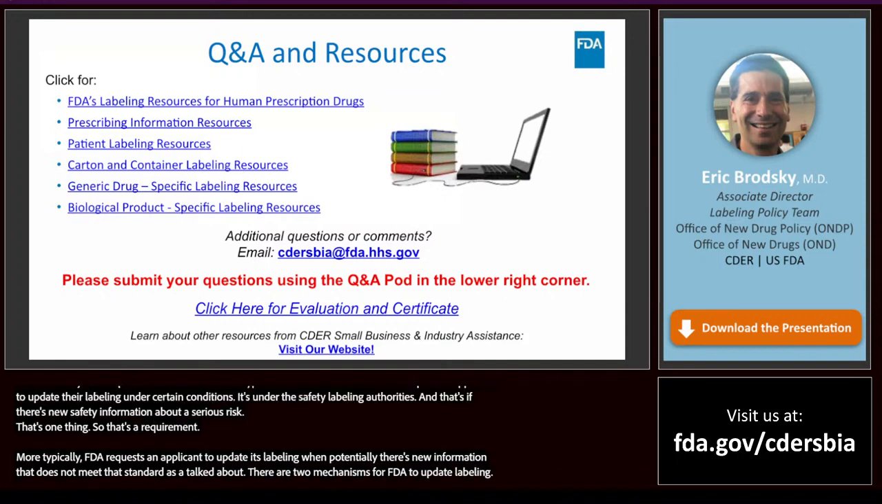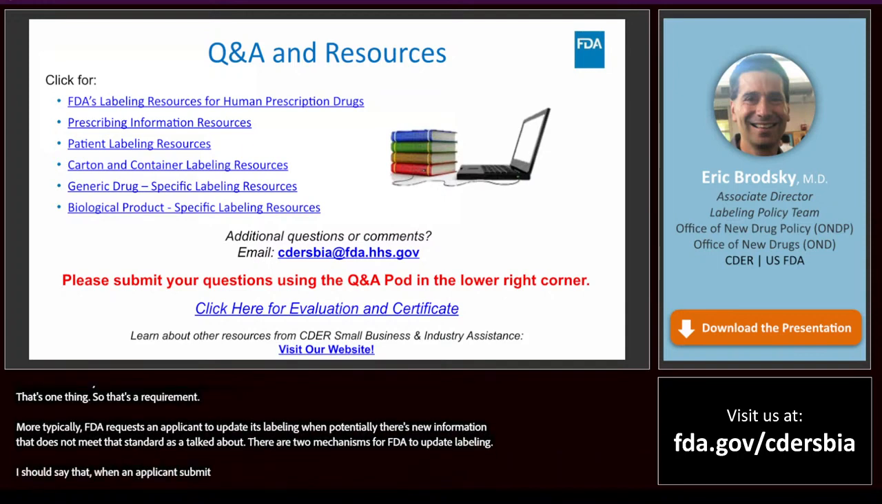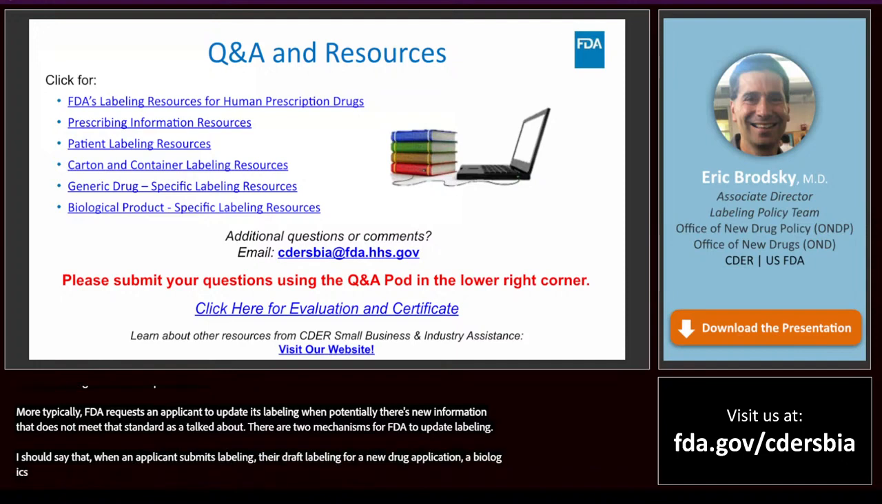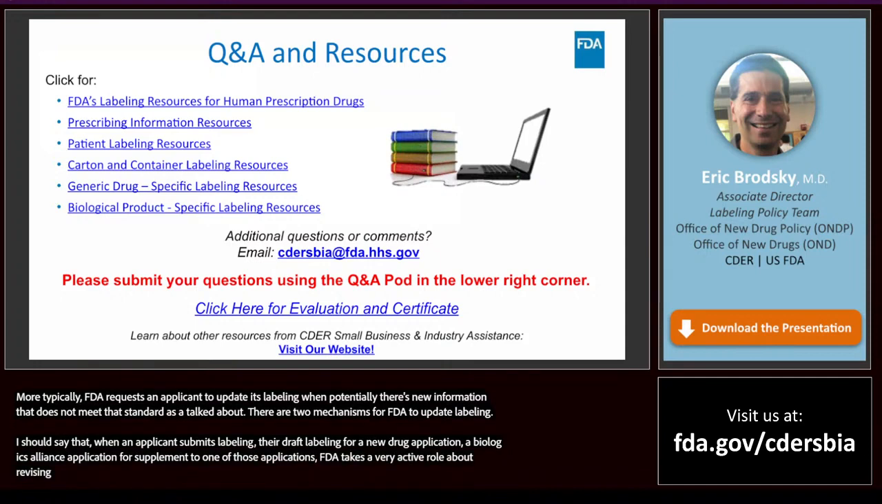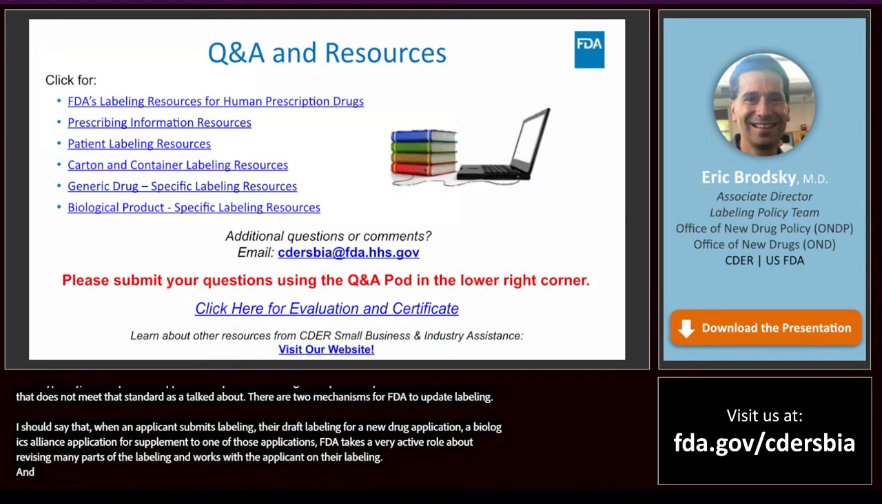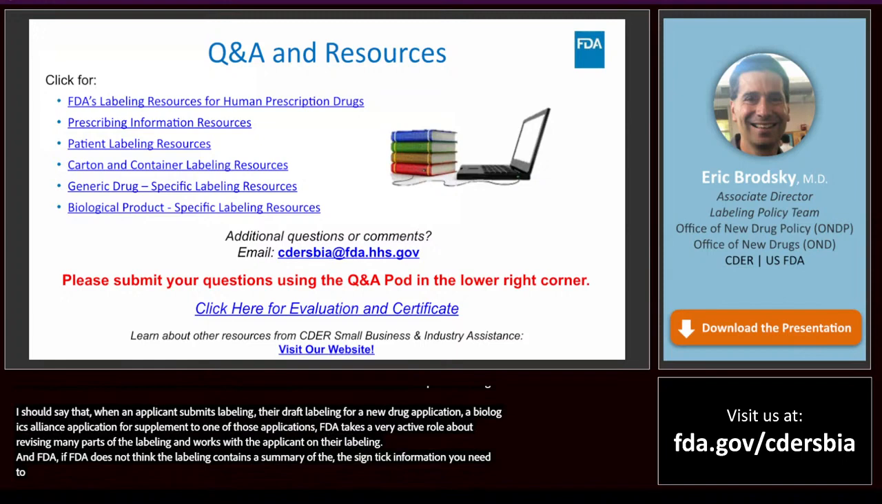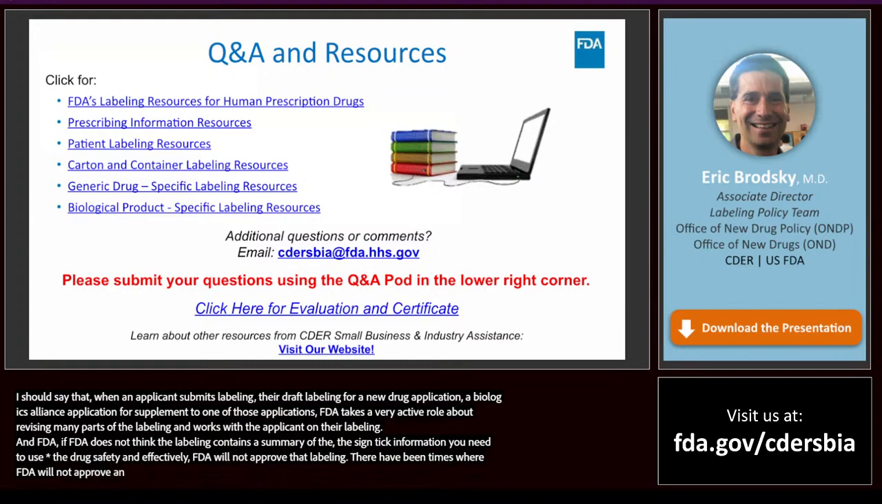I should say that when an applicant submits labeling, their draft labeling for a new drug application, a biologics license application, or a supplement to one of those applications, FDA takes a very active role in revising many parts of the labeling and works with the applicant on their labeling. And if FDA does not think the labeling contains a summary of the scientific information needed to use the drug safely and effectively, FDA will not approve that labeling. So there have been times that FDA will not approve an application or a supplement if FDA does not agree with the wording in the application. Thank you.